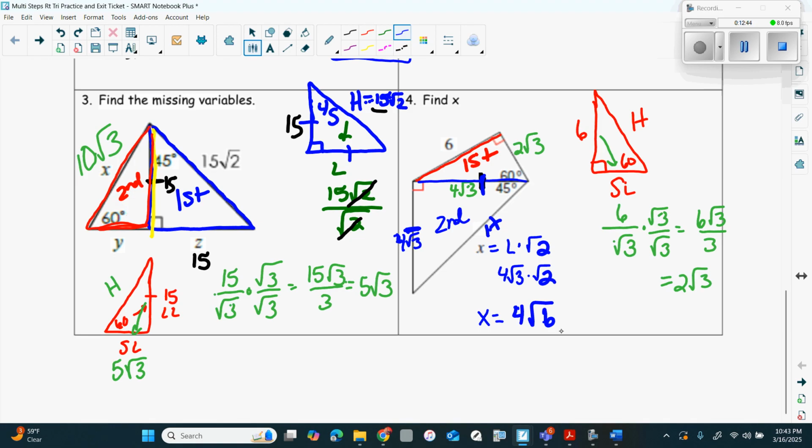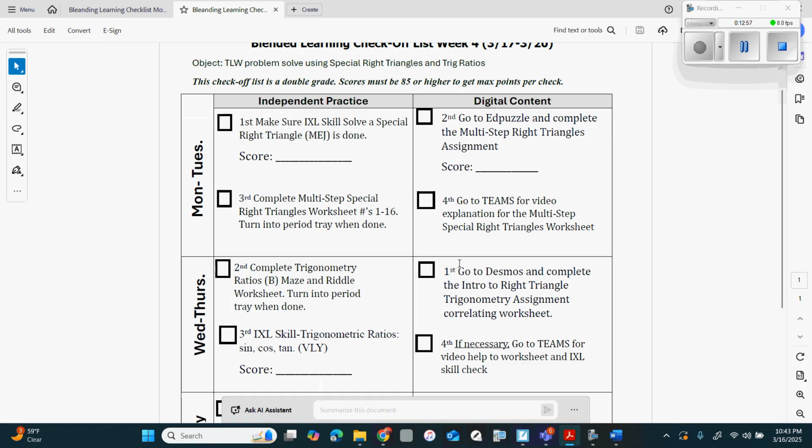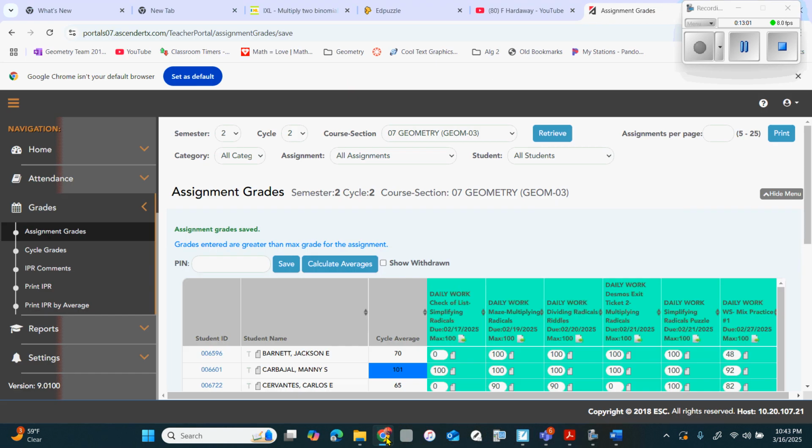And so just check here. And after you finish this, you have some problems to work on in IXL. And let me go back to this. Oops, that's not what I need. Sorry.